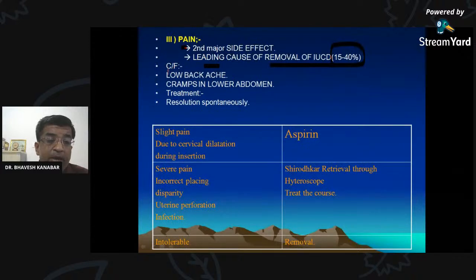There can be low backache, cramps, low abdominal pain. For treatment, it resolves spontaneously, but if it is severe, then we can remove the IUCD. In case of slight pain, or slight pain due to cervical dilatation, aspirin or any other analgesic can also be given. For severe pain due to incorrect placing or uterine perforation, hysteroscopy can be performed and we have to treat the cause. Intolerable pain needs removal, as we have seen previously.